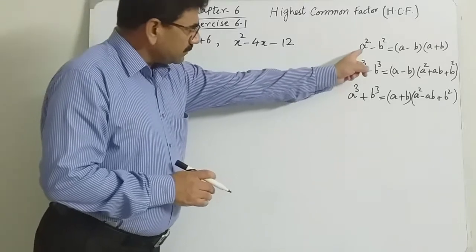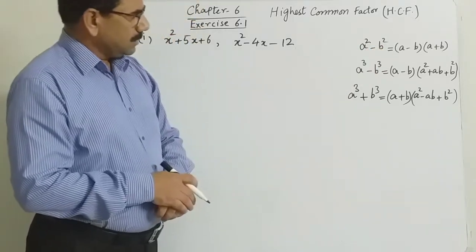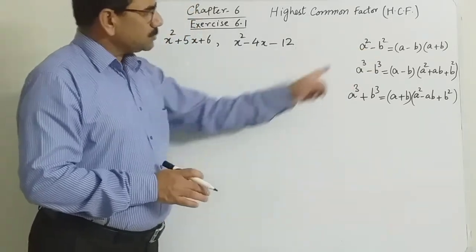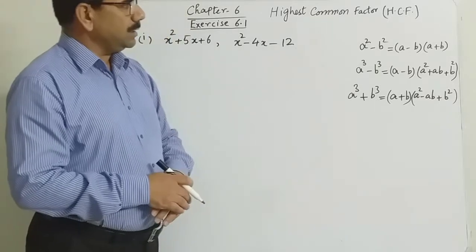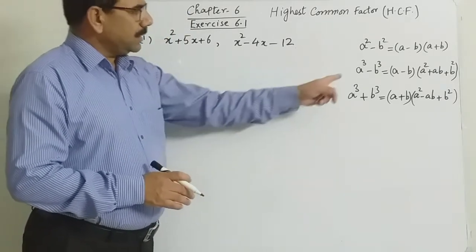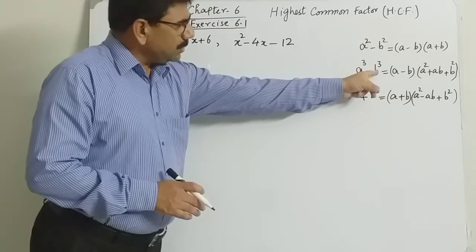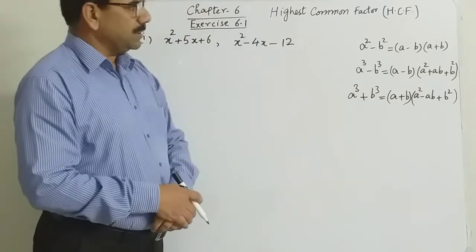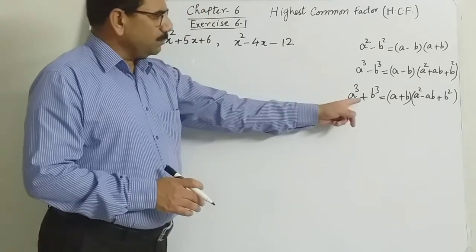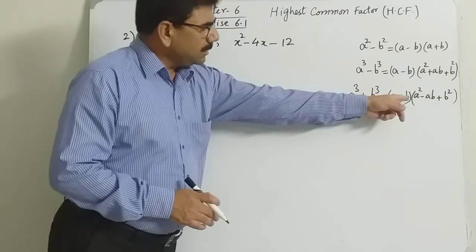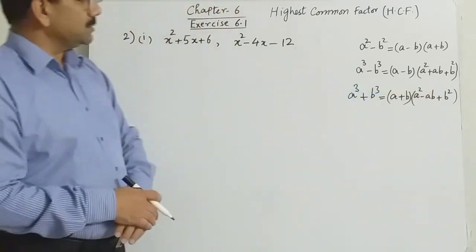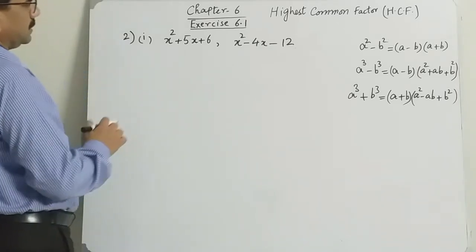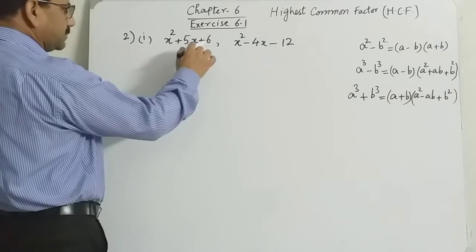To factorize an expression of the form a square minus b square, where there is a minus sign between two squares, we use the formula a square minus b square is equal to a minus b into a plus b. Then a cube minus b cube can be factorized as a minus b into a square plus ab plus b square. Similarly, a cube plus b cube will be equal to a plus b into a square minus ab plus b square.